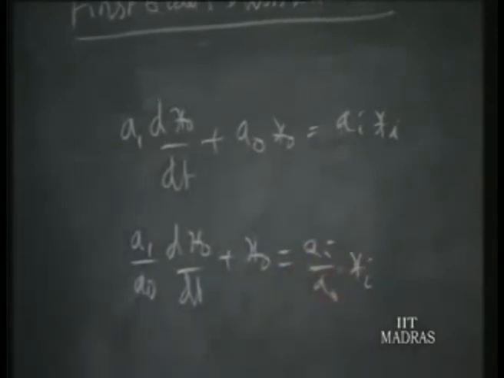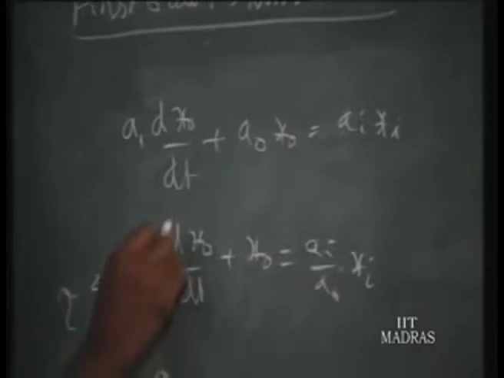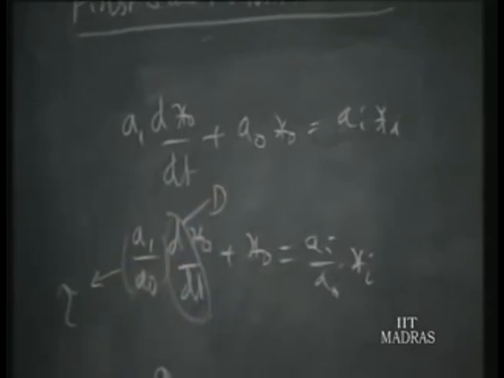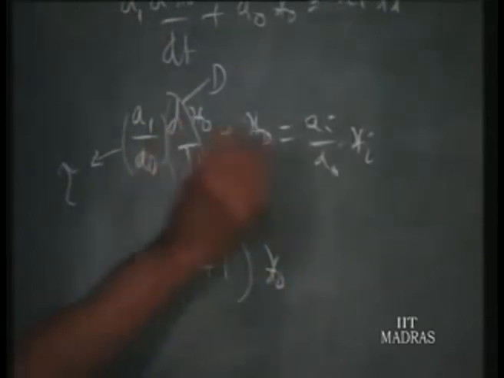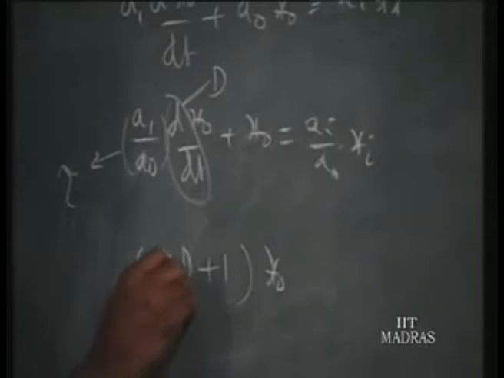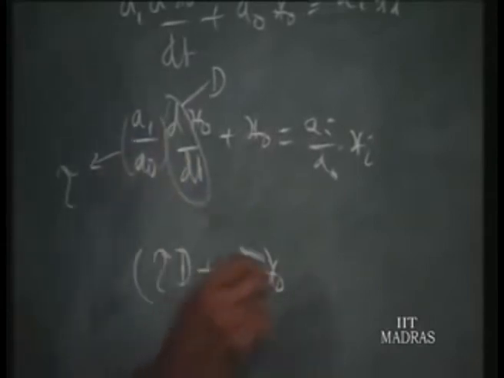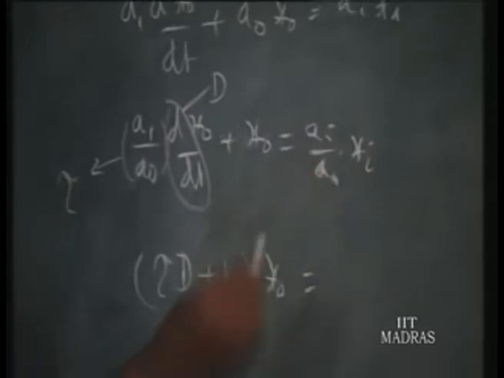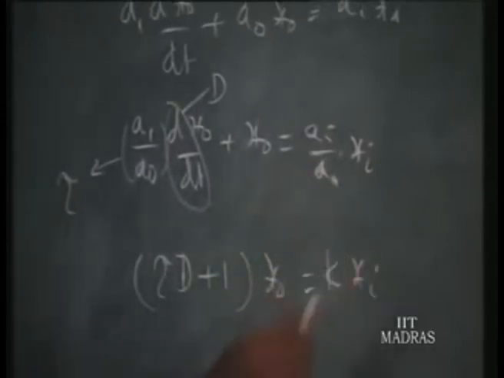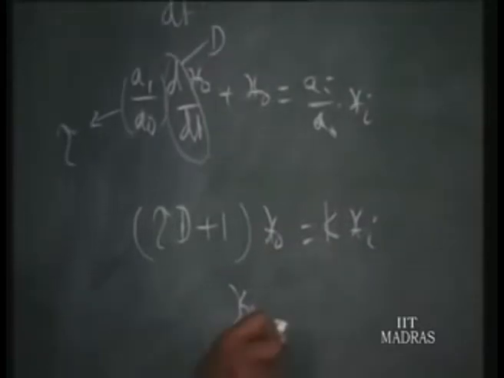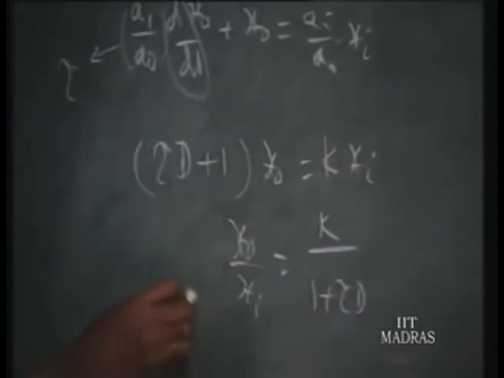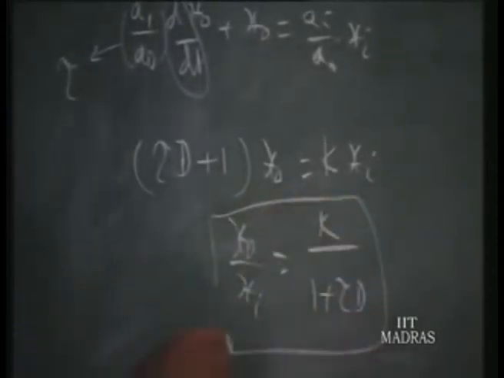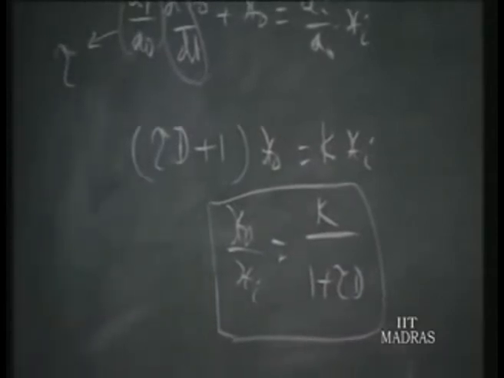Now we have one more new parameter, A1/A0, call it tau, the time constant. Now d/dt we can call the differential operator D, so tau D + 1, bringing xo outside. So we can write the left hand side in this fashion, where capital D is d/dt: (tau D + 1) xo = k xi, where k is the sensitivity we have already seen. So xo/xi = k/(1 + tau D). We can write it this way also. This is the typical equation for a first order instrument.